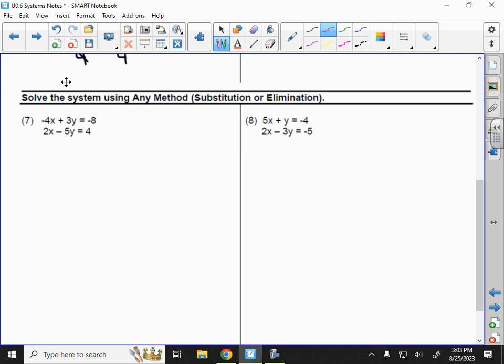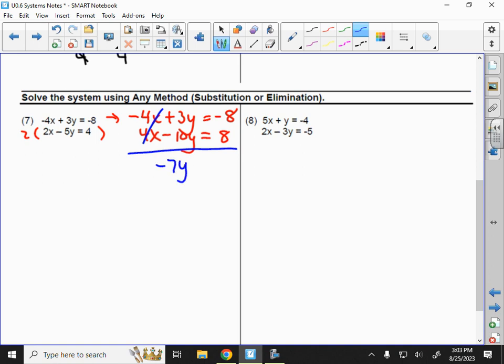So to use elimination, I would probably eliminate the x's. Looks like a little bit easier. And so all I have to do is multiply the bottom equation by 2. So I'll carry the top one exactly the same. Bottom one, distributing the 2 all the way through. Adding down, the x's go away. 3y minus 10y is negative 7y, equals negative 8 plus 8 is 0. If I divide by negative 7, I get y equals, well, 0 divided by negative 7 is actually 0. Right? So y is 0.